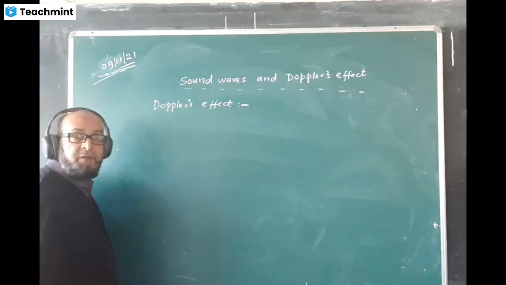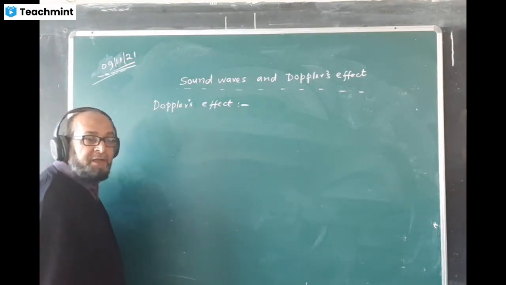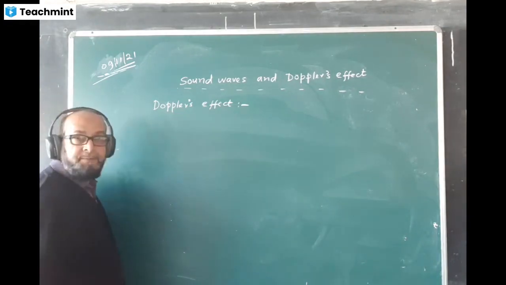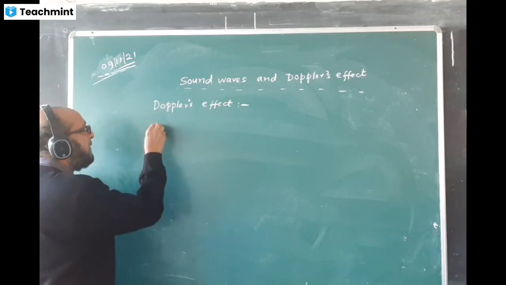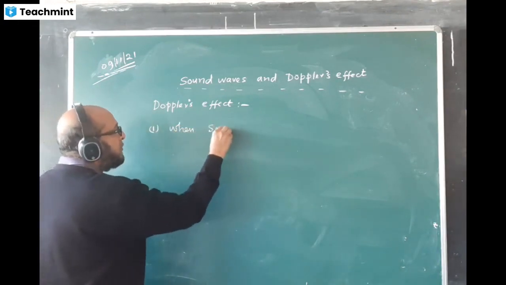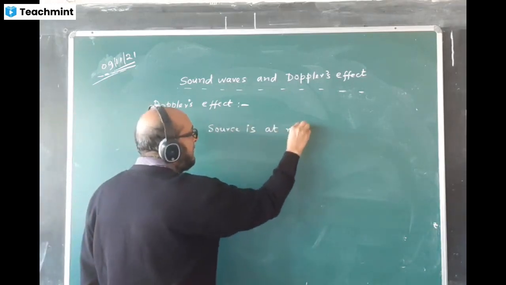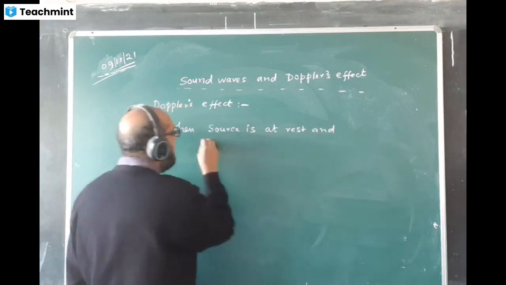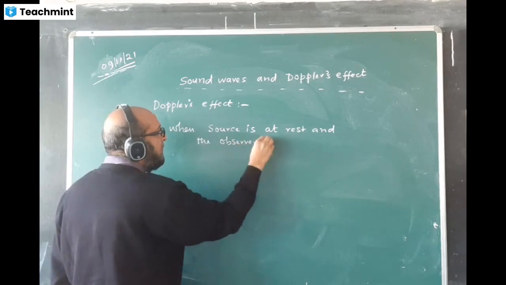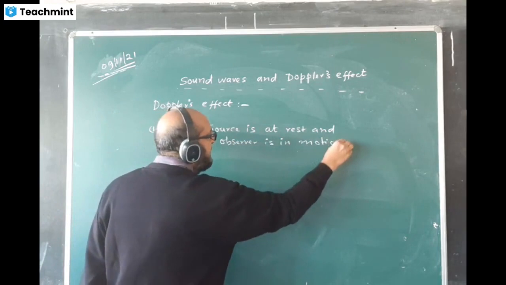Doppler's effect definition I have already given. The apparent change in frequency due to the relative motion between the source and the observer is called Doppler's effect. Now, case 1, we can write here: when source is at rest and the observer is in motion. We are considering this case first.